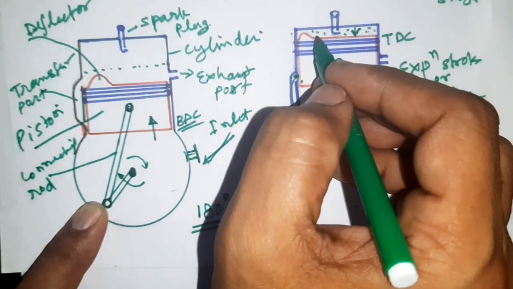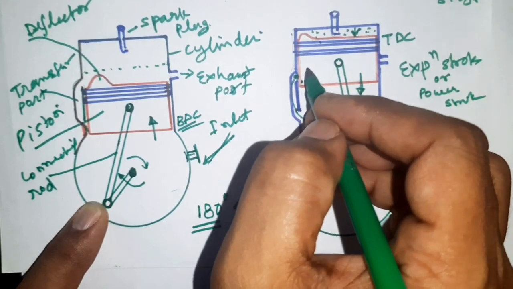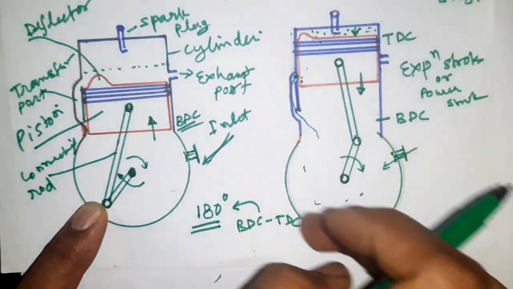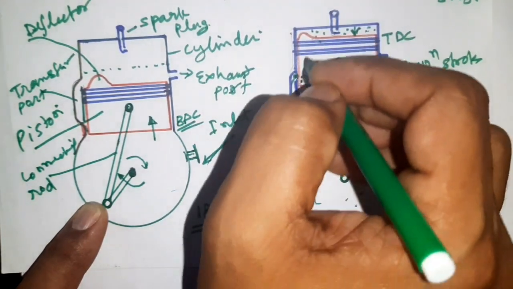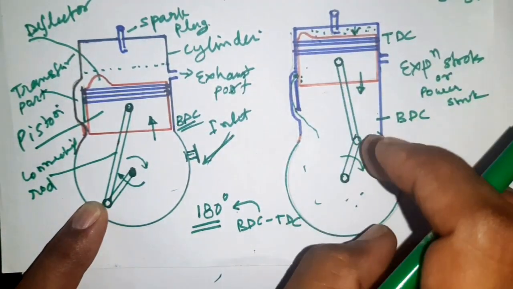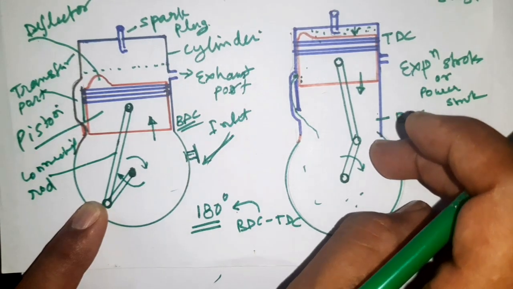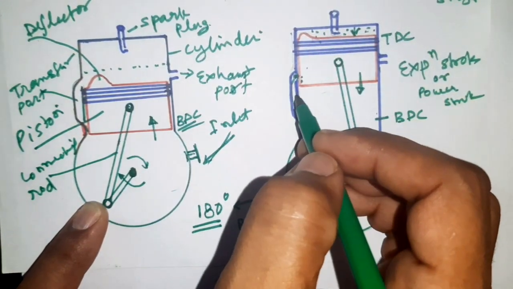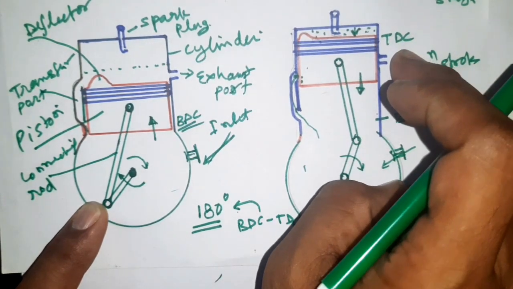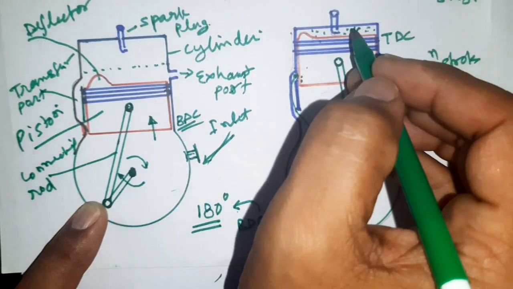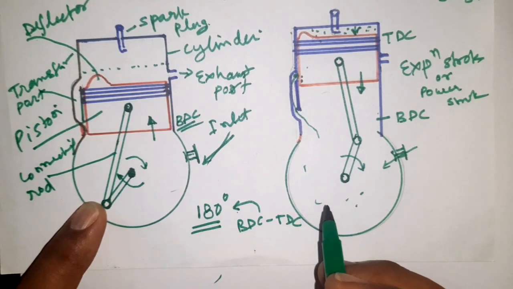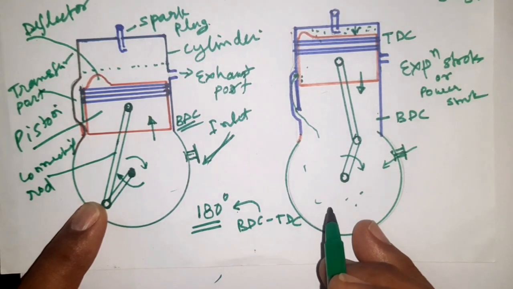When the piston comes from here to here, this port will be open, so the sucked air-fuel mixture will be transferred into the combustion chamber. Here you can see the power stroke and the fuel transfer through the bypass port taking place. So two strokes take place during this motion of the piston from TDC to BDC. This is the functioning of the two-stroke IC engine.